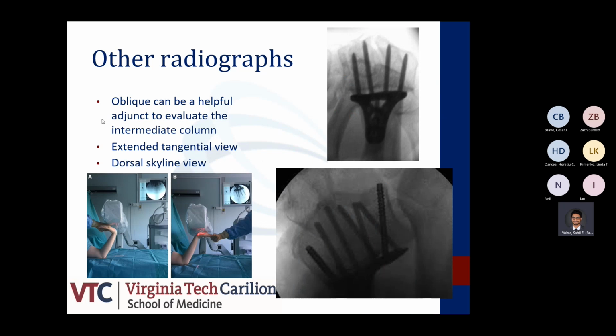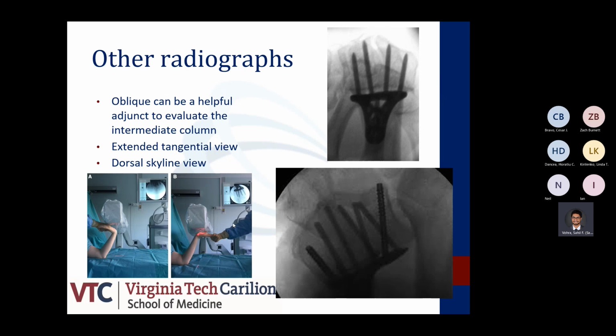Other radiographs can be helpful. Obliques can help you evaluate the intermediate column, really to see that ulnar lunate facet or dorsal ulnar corner. One of my favorites is the extended tangential view, which you basically get, as is depicted here, wrist extended and then shooting down, looking at the distal radius sort of en face, and you can really see the sigmoid notch very well in that view. You can tell if there's screws there. You can also see the dorsal rim of the radius to evaluate your screw lengths as well.